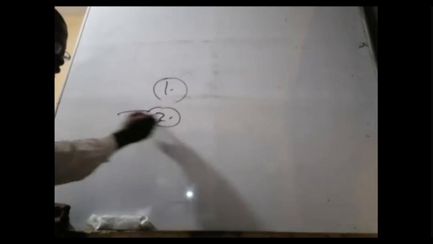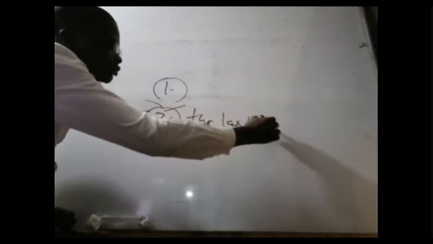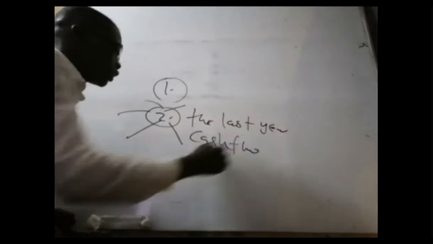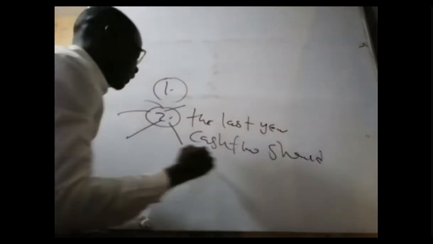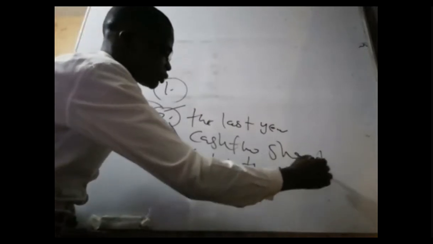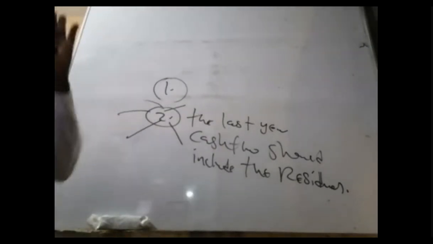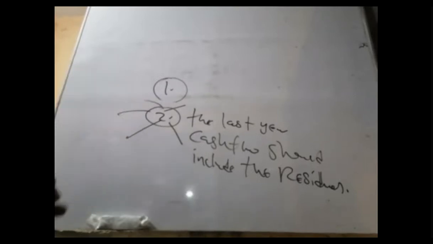Rule number two. It has been a very tricky section for most examiners and students. The last year cash flow should include the scrap value or the residual value. Take note that in the last year cash flow, the scrap value must be part. If it's not in, what do you do? You add it and then move on. So take note of that. Last year's cash flow should include what? The scrap value. Let's see if this question includes it.